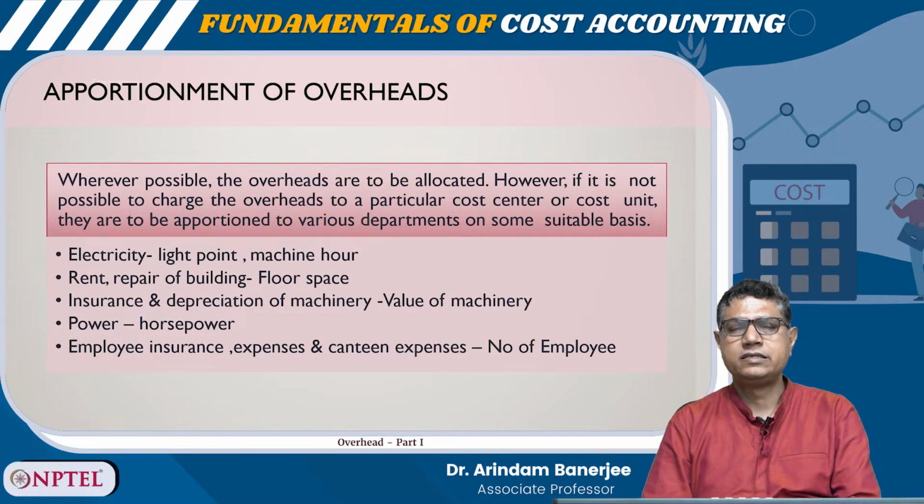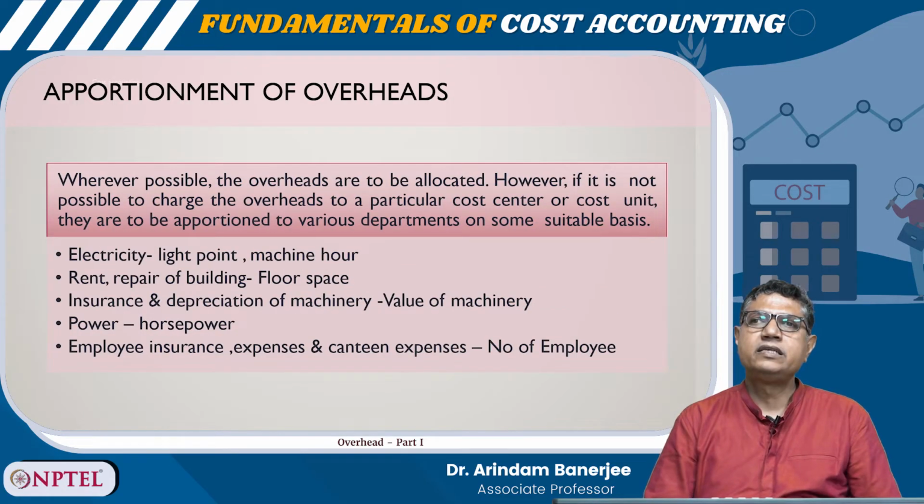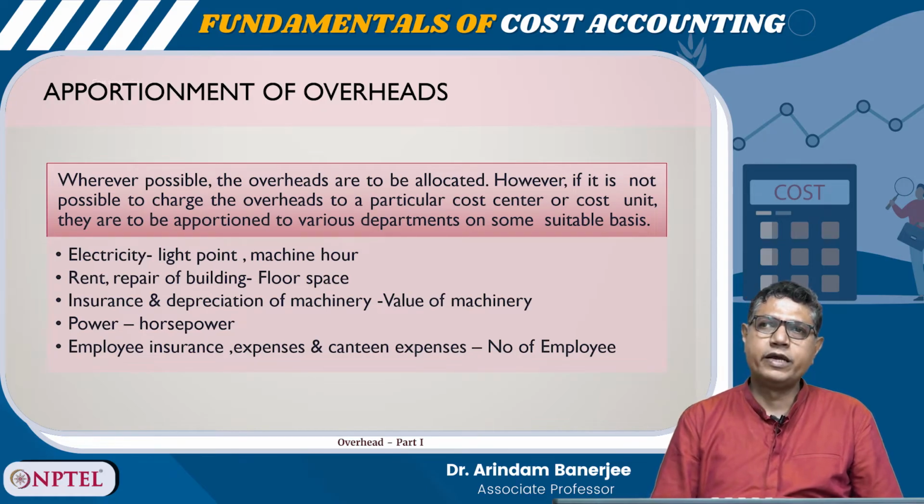Apportionment of overheads. Now, wherever I can directly allocate the overhead to the department or the unit, that is fine. Otherwise, I need to apportion. So, wherever possible, the overheads are to be allocated. However, if it is not possible to charge the overheads to a particular cost center or cost unit, they are to be apportioned to various departments on some suitable basis.